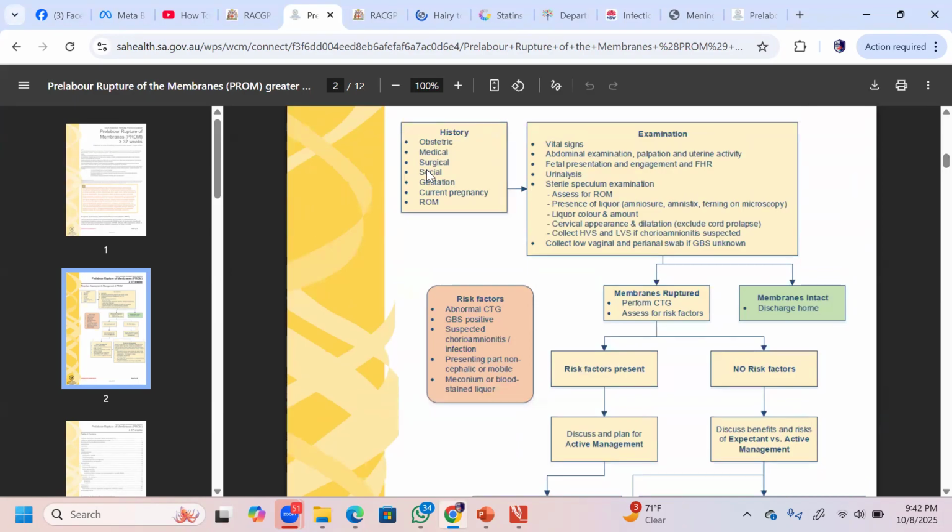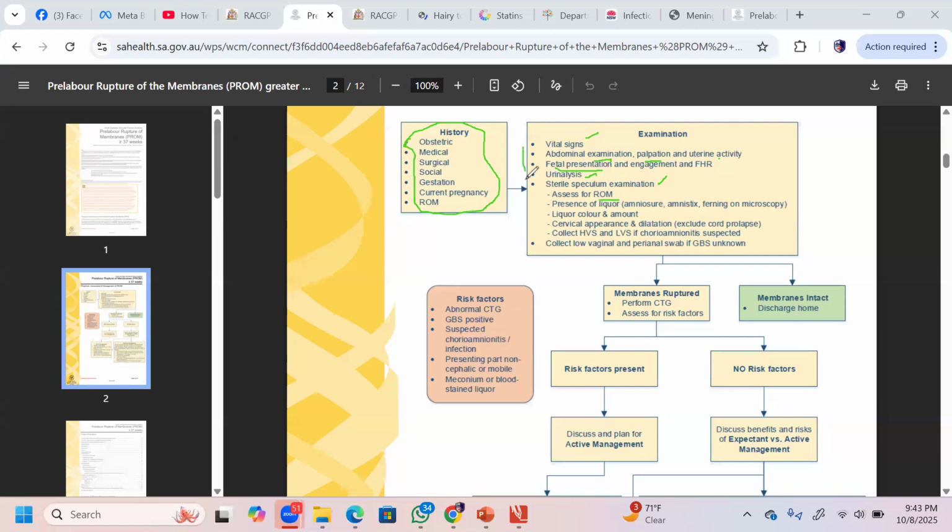Okay. So you have to take history: obstetric history, medical history, surgical history, social history, gestational history, current pregnancy history. After that, you will go with examination: vital signs, abdominal examination, palpation, percussion, auscultation. And then you will examine the fetal presentation, urine analysis, sterile speculum examination, and you have to assess for rupture of membrane, ROM, and then the presence of liquor.